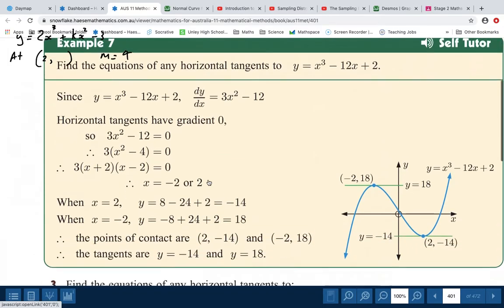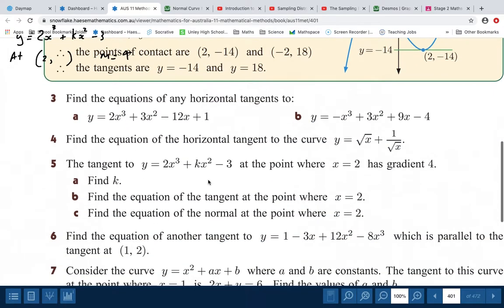Okay, we're doing 15B, question 5. Starting to get a bit harder with unknowns in these equations. The tangent to y equals 2x cubed plus kx squared minus 3 at the point where x equals 2 has gradient 4, find k.